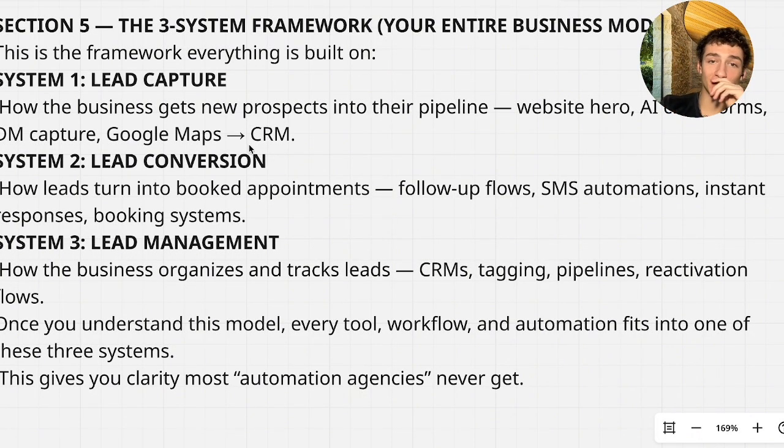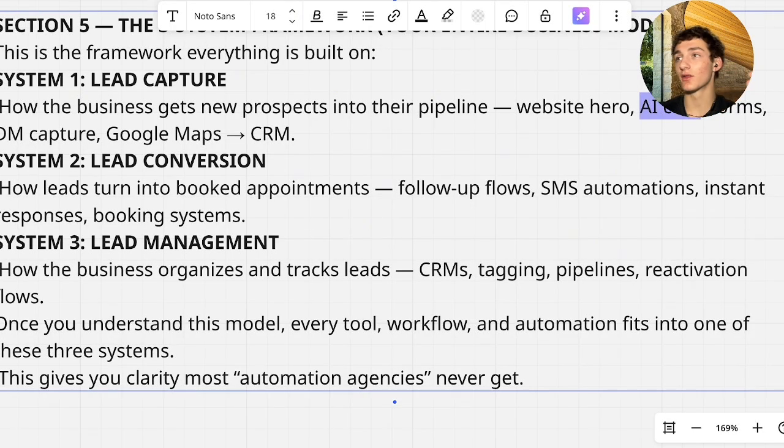Now this is how the business gets new prospects into their pipeline. So like their website hero, an AI chat, forms, DM capture, Google Maps scraping, pushing directly into their CRM. Anything that is reaching out or is getting new leads into their business and into their structure. If they don't have a funnel, then that's another thing that you'll work with them on. But that's system 1. So, this is going to be anything like I have here, integrating an AI chat into their website, which we'll cover later.